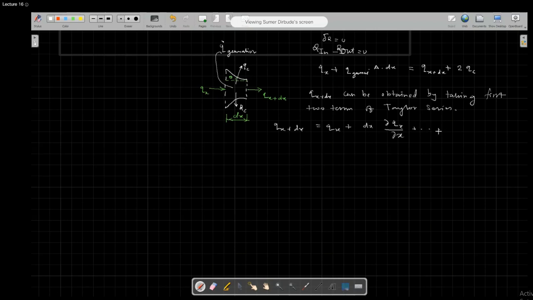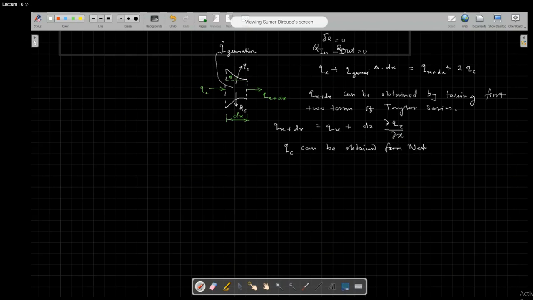Plus this we are neglecting, so we'll write only two terms of the Taylor series. Truncated Taylor series. These are truncated terms. And Qc can be obtained from Newton's law of cooling.